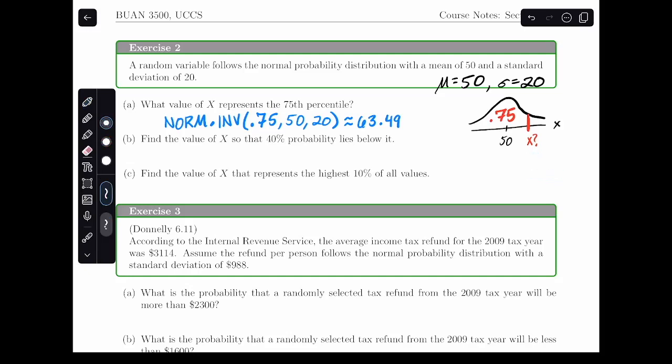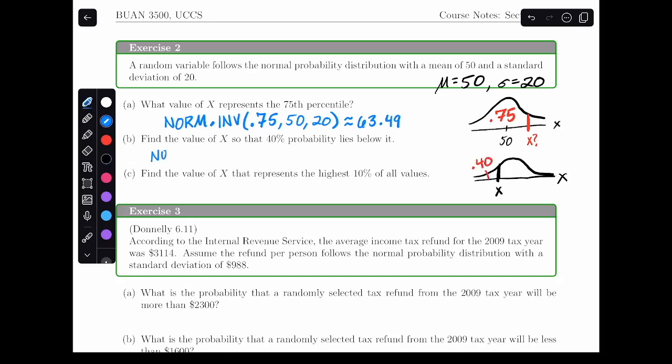In part B, we want to do the same sort of thing, except now we want the x that has 40% of the data to the left of it, or a probability of 40% below it. So that means my x is going to be somewhere on the left of center, and my area to the left is going to be 0.4.